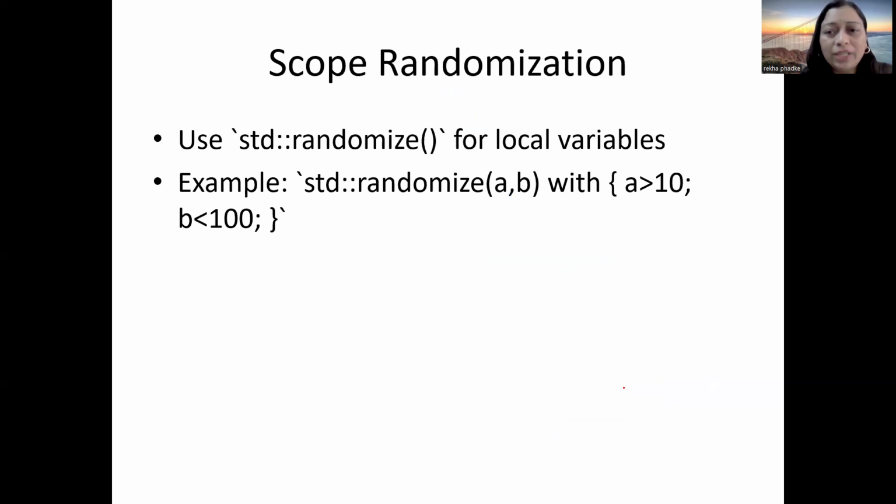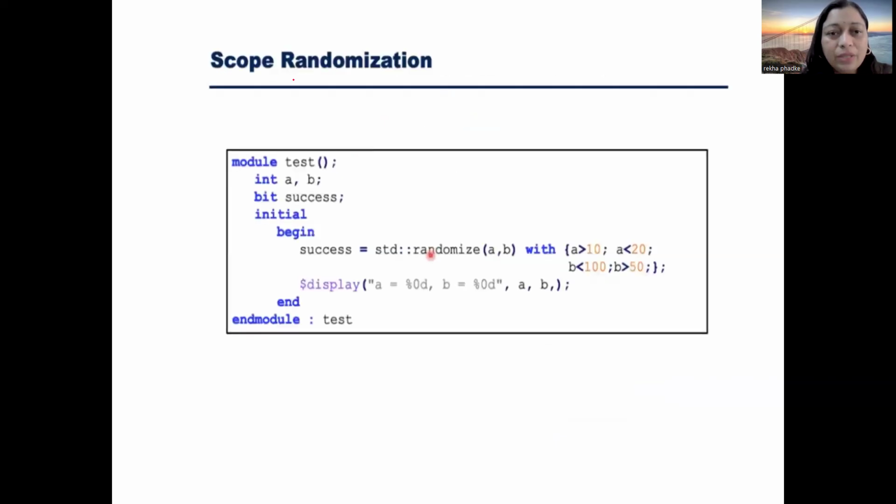Also, we have scope randomization. So how do you do that? You use the std scope resolution operator, randomize. So let's see how that is used in our example here. See, I'm not using any class. Now my variable is not inside the class. So then how do you use randomize?